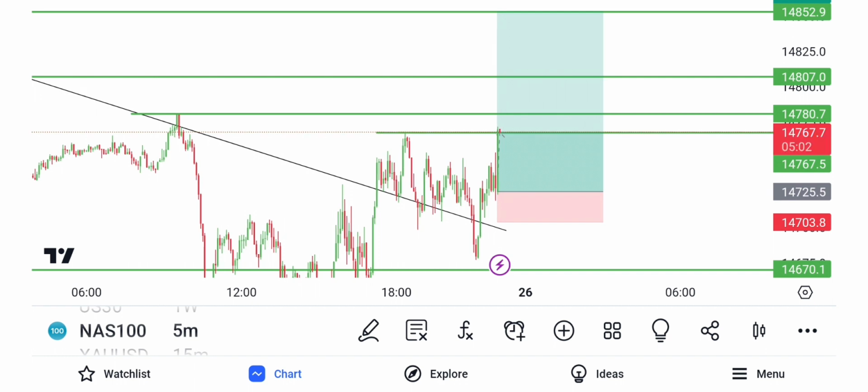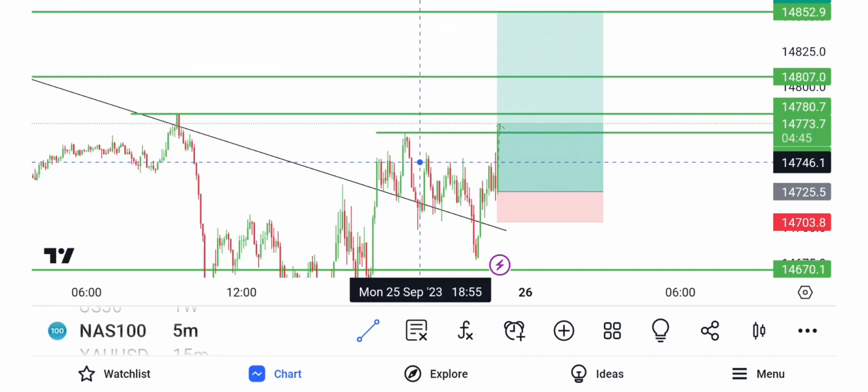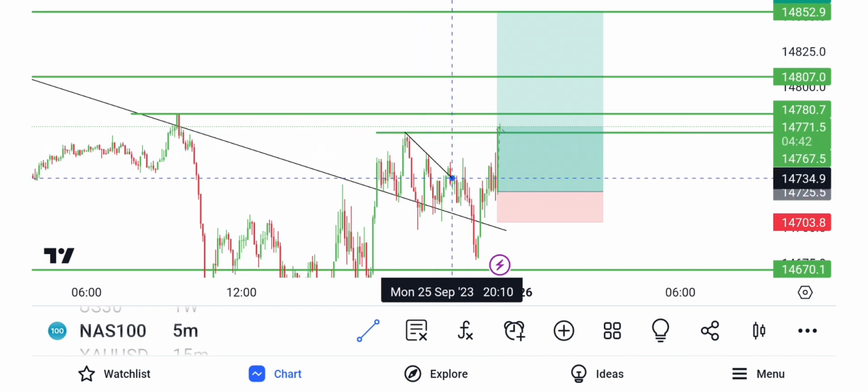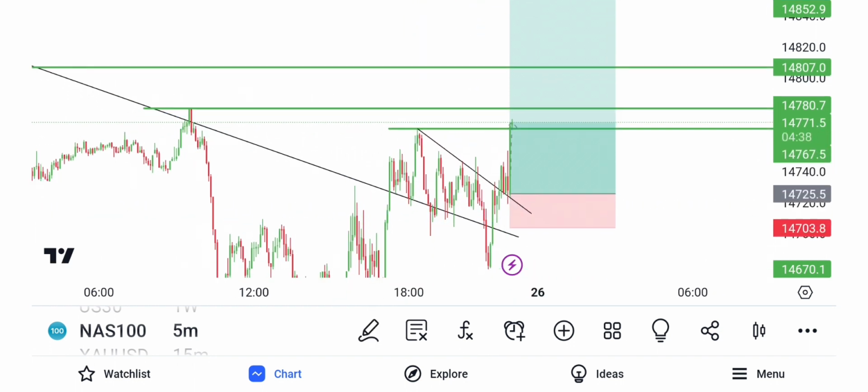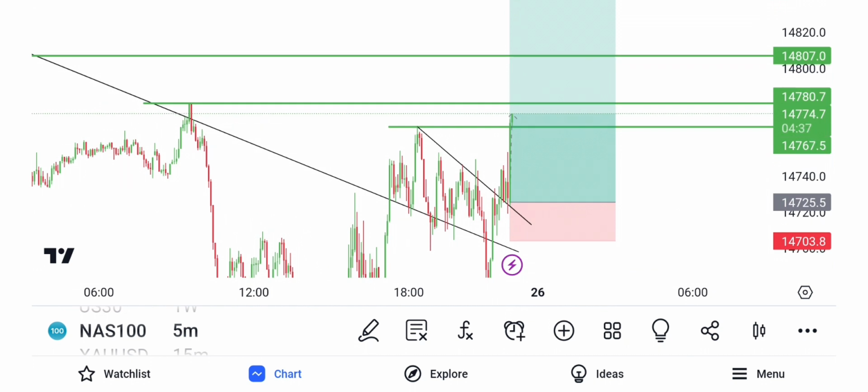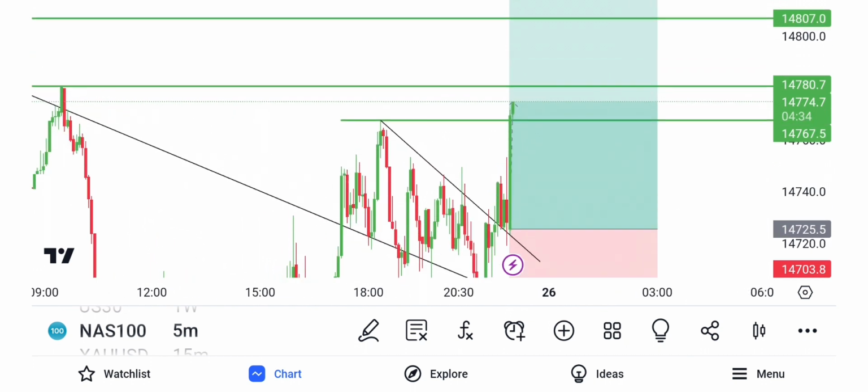Now what I want you to do is you need to watch the market closely when trading Nasdaq, especially when trading on the 1 hour or when trading on the 15 minutes. You want to come back after every 30 minutes just to look at the volatility of the market and to look at how the market is moving. What I want you to do is come back to the market after every 30 minutes just to see what the market is doing.